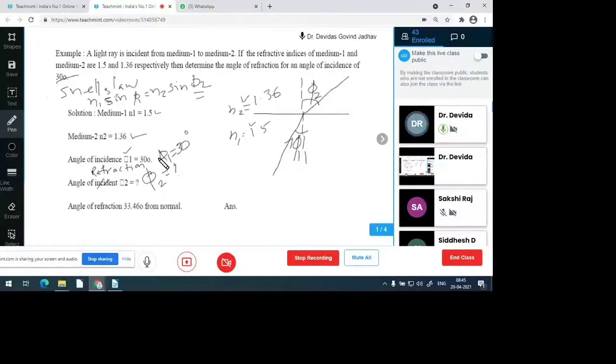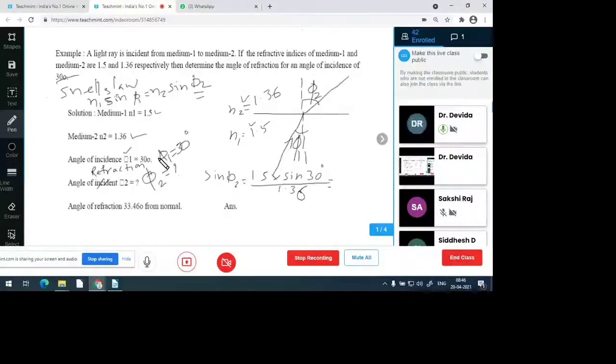So how to find phi 2? Substitute it. 1.5 sine of 30 equals 1.36 sine of phi 2. So sine of phi 2, you can write, taking N2 to the other side, 1.5 multiplied by sine of 30 divided by 1.36. Solve this with the calculator.